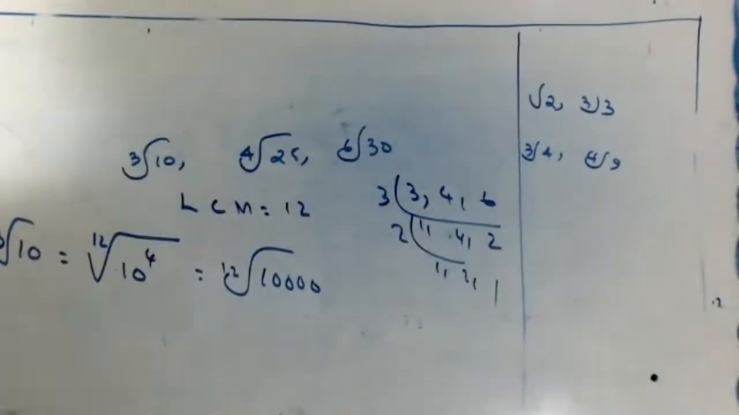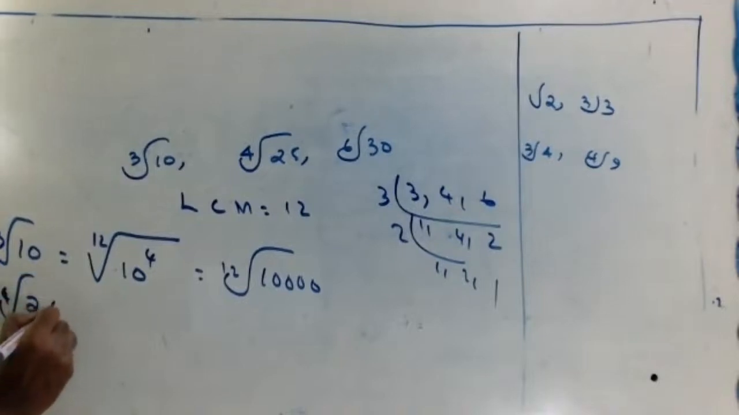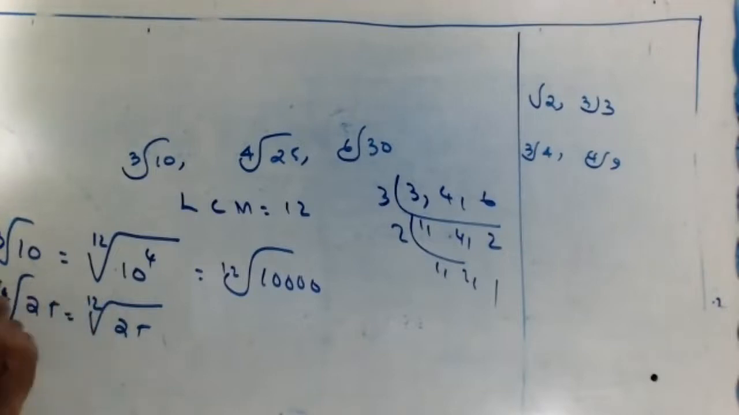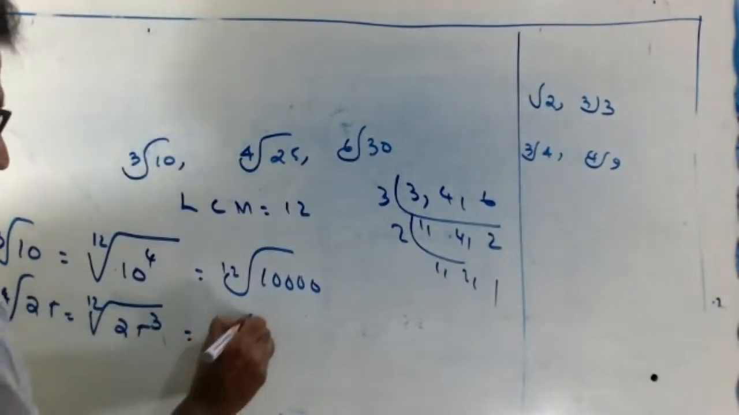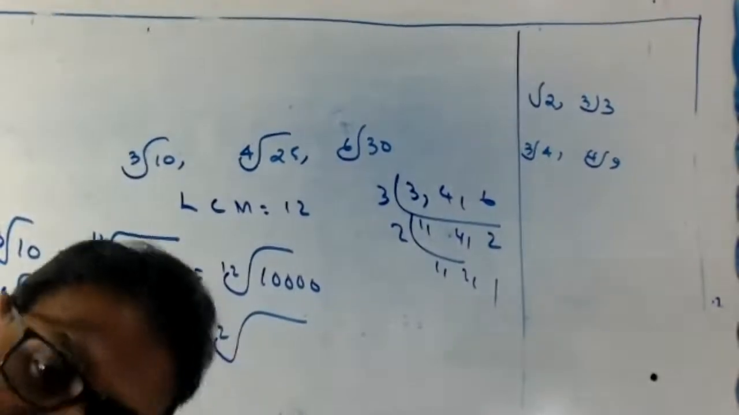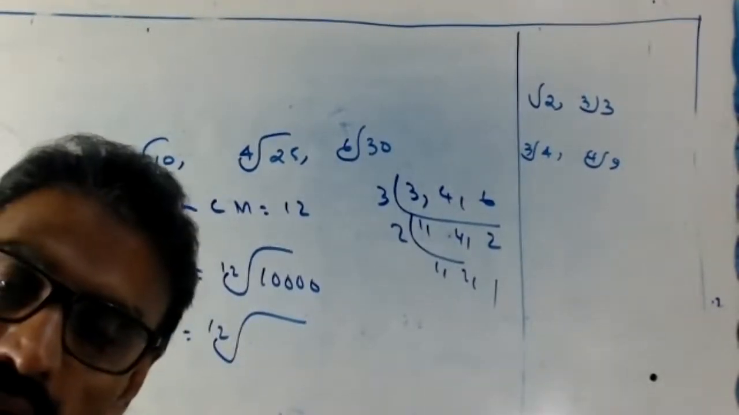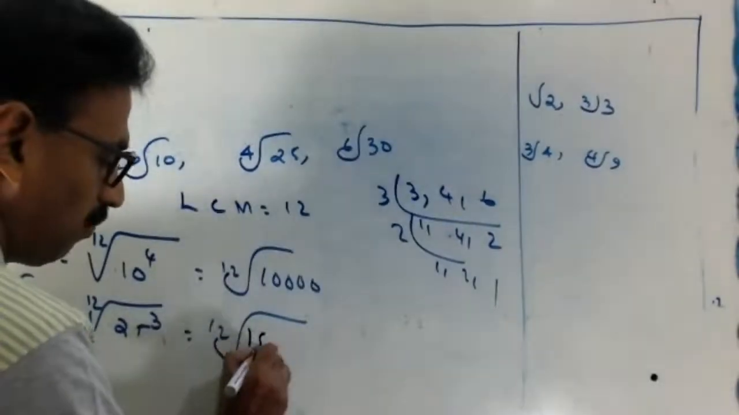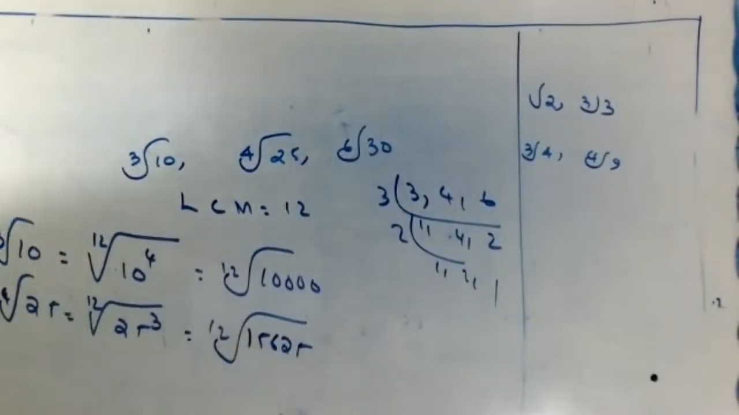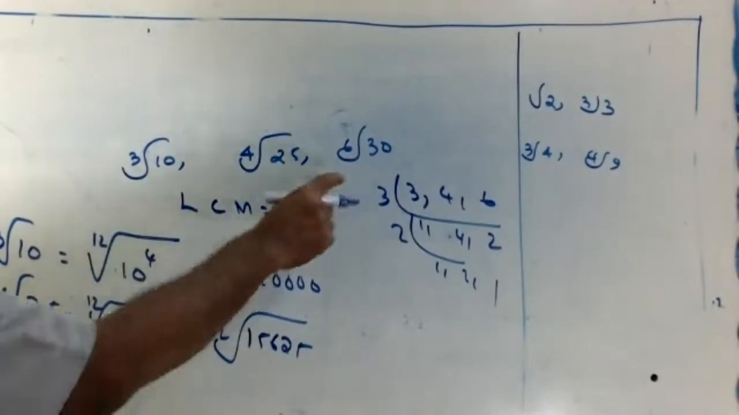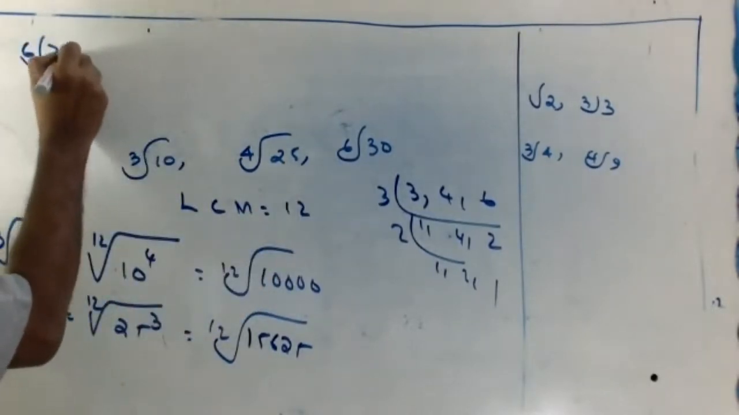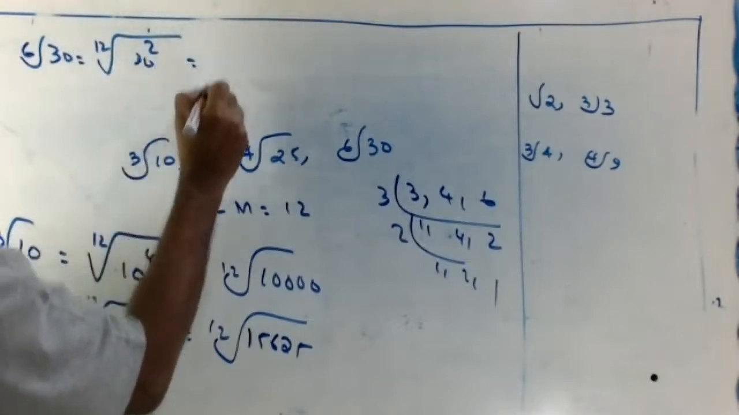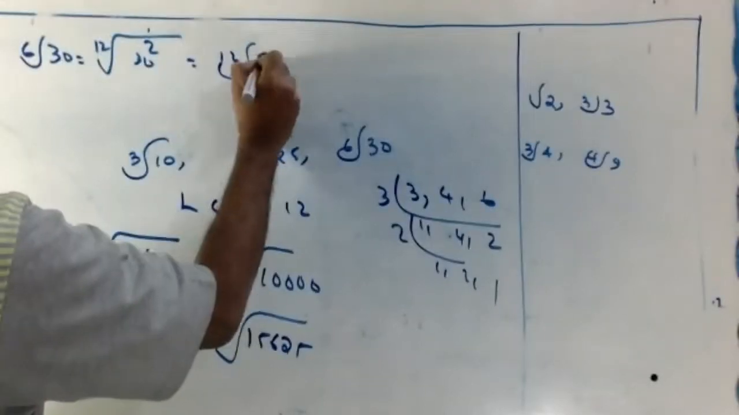Okay. Next one. 4th root of 25: 25 here, 12 here. 3. How much is that? 12th root of 25 into 25 into 25. How much? 15625. Sure, no? 15625. Okay. Last one, 6th root of 30: 12 here, 30 here. 2. That is 12th root of 900.